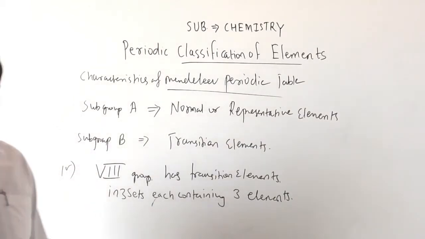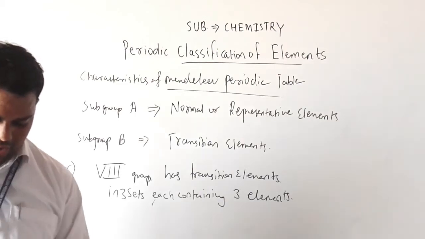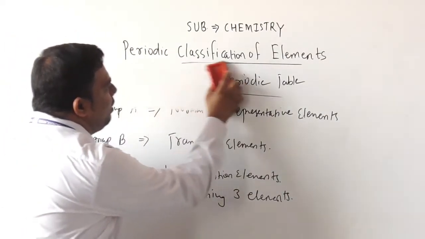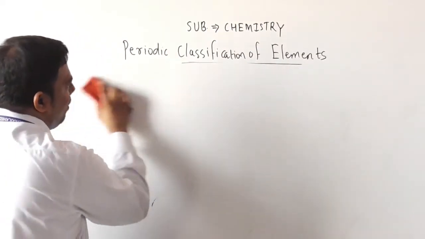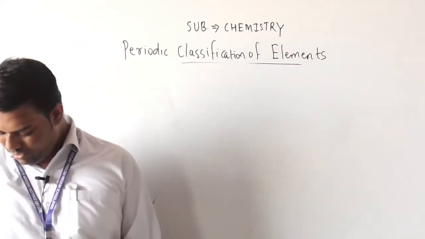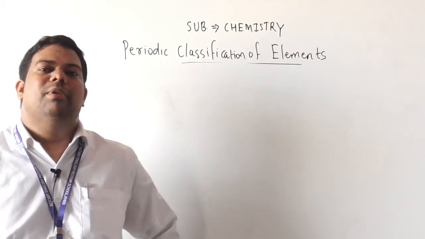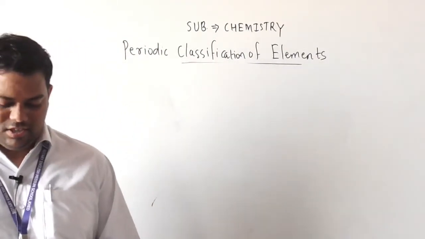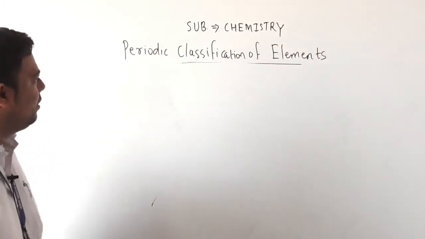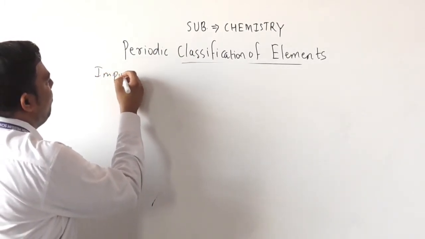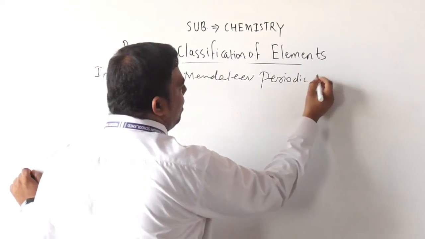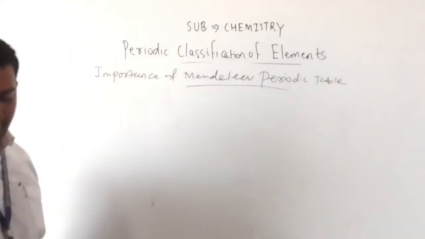Okay, so one more important part is the importance of Mendelian periodic table. Say here, importance of Mendelian periodic table. These are simple characteristics of Mendelian periodic table, which you may observe in your NCERT or at the time of lecture. I will share that image also on the WhatsApp group. It will be better for understanding. So what will be the importance of Mendelian periodic table?